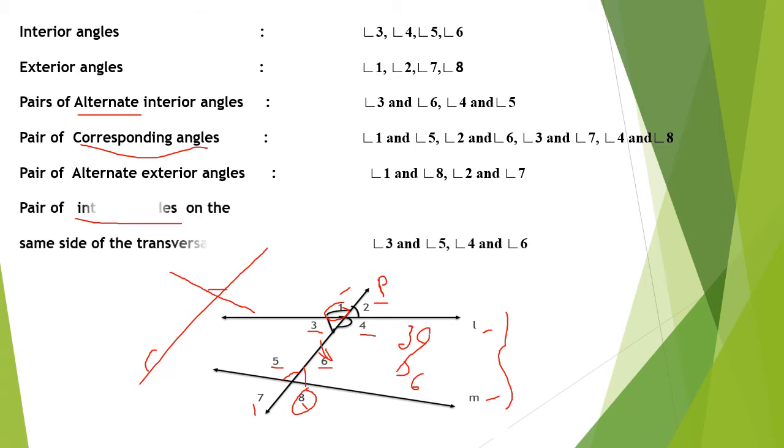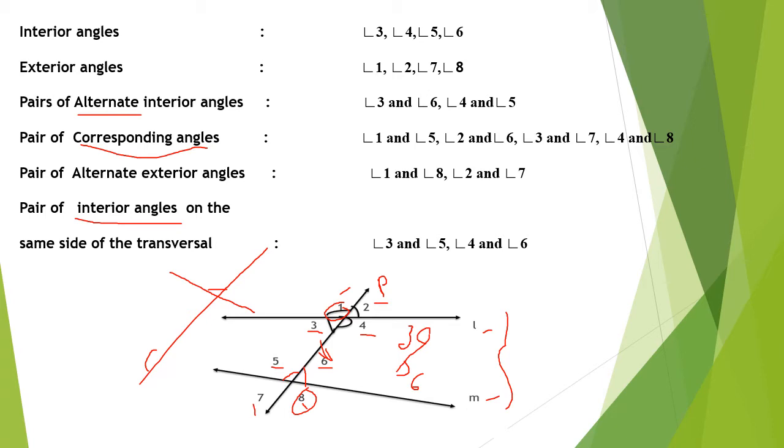Then the last one, pair of interior angles on the same side of a transversal. Here, what is the transversal? P is the transversal. You want to find the interior angles on the same side. What are the angles formed on the same side of the transversal? 3 and 5, 4 and 6. Here they have mentioned interior angles, so write down only the interior angles. So 3 and 5, 4 and 6. This is a basic part, so please learn this. Next you are going to do problems based on this.